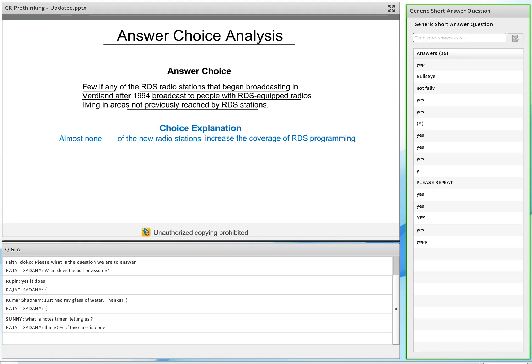Look at it segment by segment. I'm going to repeat it once again. Few if any means almost none of the RDS radio stations that began broadcasting after 94, which are the new radio stations. Broadcast to people with RDS equipped radios, those are the right kind of radios, who are living in areas not previously reached. So broadcast to people with RDS radios but living in areas not previously reached means increasing the coverage of RDS programming.